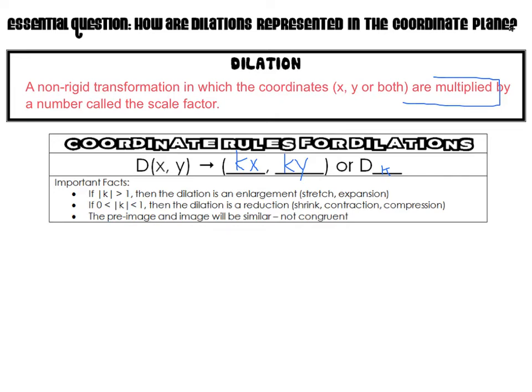Things that you need to know about dilations: if the scale factor is larger than 1, then the dilation will be an enlargement. You can call that a stretch or an expansion. If the scale factor is between 0 and 1, then the dilation will be a reduction, which is also known as a shrink, a contraction, or a compression. The preimage and image will be similar, not congruent, as long as both the x and the y coordinate are multiplied by the scale factor. We'll talk about when only one of the coordinates is multiplied by a scale factor in just a few minutes.